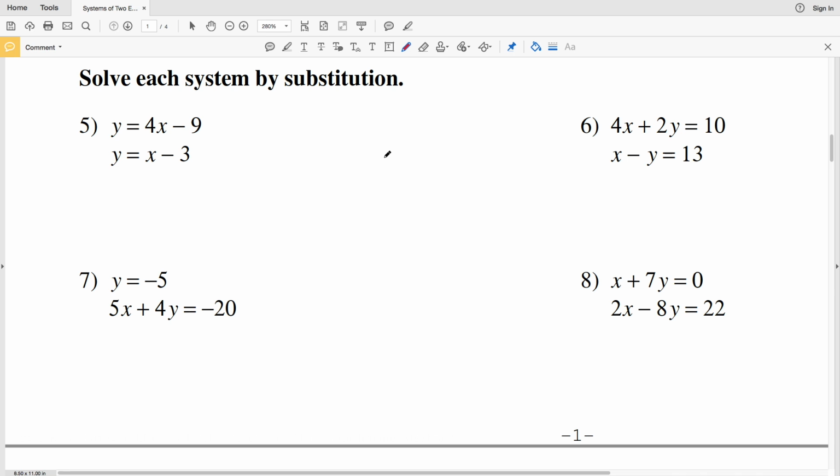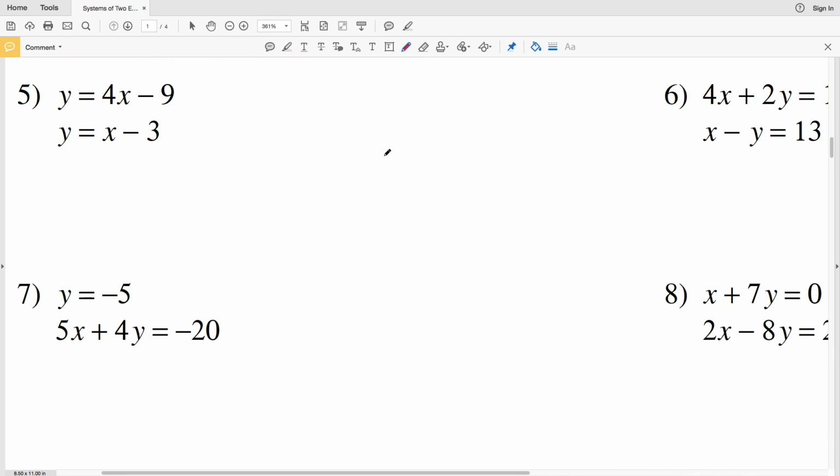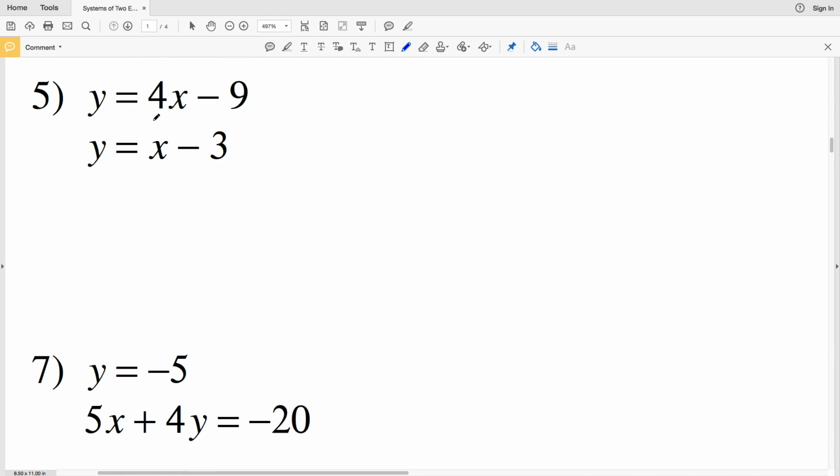In this video, we will be continuing on with the KutaSoftware Infinite Algebra 2 free worksheet, systems of two equations. Now in this next section, we're going to be solving each system by substitution, essentially finding that intersection point between the two. So looking at number 5, we have that y equals 4x minus 9, and we also have that y equals x minus 3.